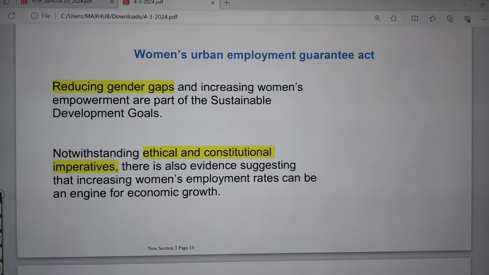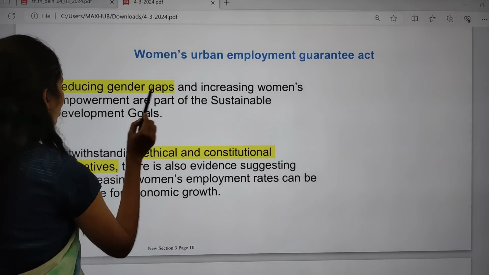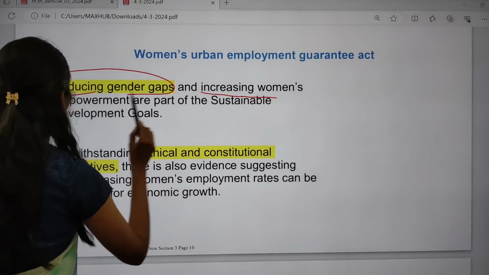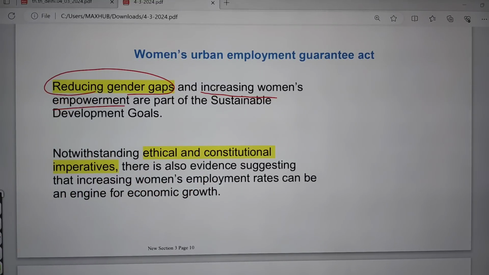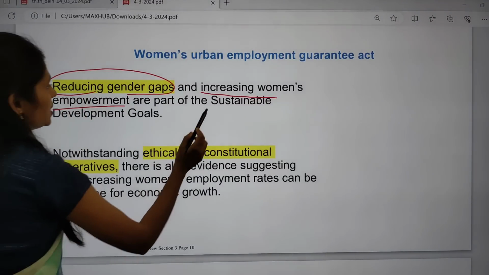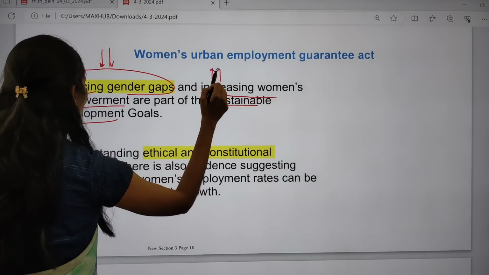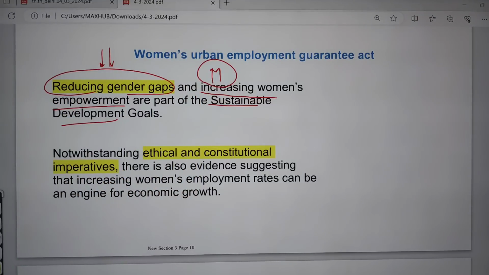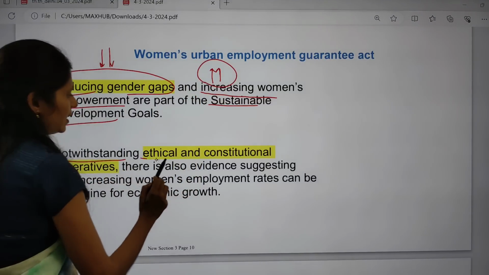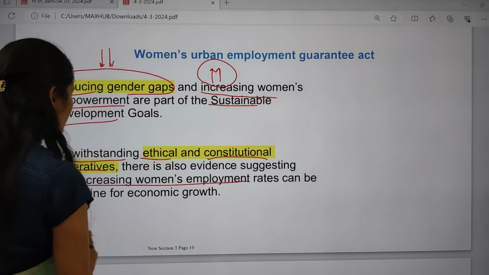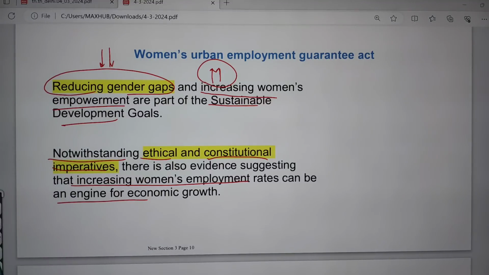And if you see, the authors are saying that reducing gender gaps and increasing women's empowerment are important parts of the Sustainable Development Goals. So in the Sustainable Development Goals, we have to reduce this gender gap and increase women's empowerment and participation. Notwithstanding ethical and constitutional imperatives, there is also evidence suggesting that increasing women's employment rate can be the engine for economic growth.